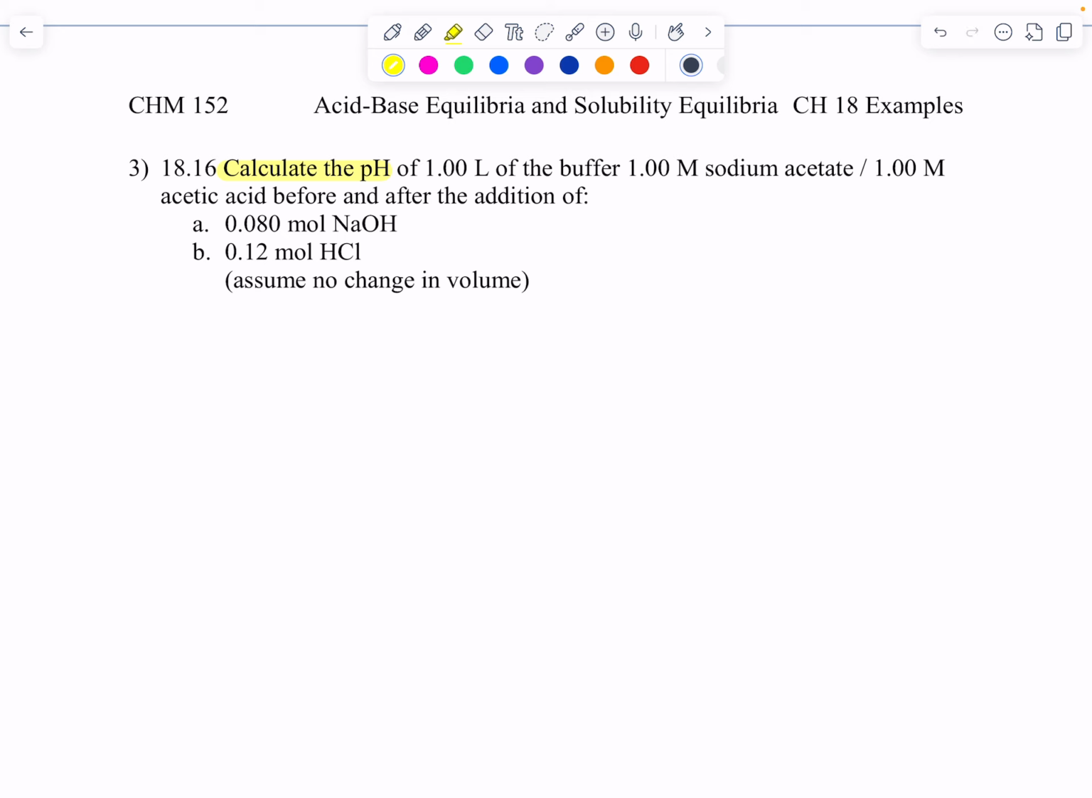Yep. We got 1 liter of the buffer, and so we have 1 molar sodium acetate and 1 molar acetic acid, and then we're going to add sodium hydroxide, and we're going to add hydrochloric acid. Now, there's no change in volume. All right, so this is a buffer.